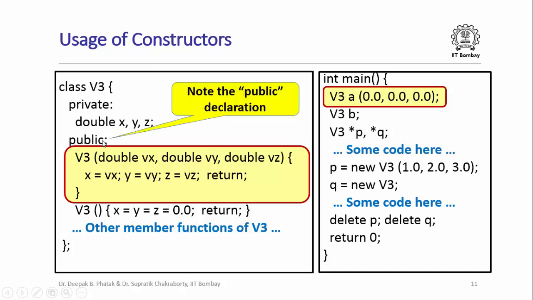Note the public declaration here. Why did I need to put the public declaration here? This is because the constructor function will be invoked on the object A from the main function. Now recall that we had said that if a member function of an object has to be invoked from the main function or from any other function in the program, then that member function must be declared as public. So since the constructor function is being invoked on the object A from the main function here, therefore this constructor function must be declared as public.